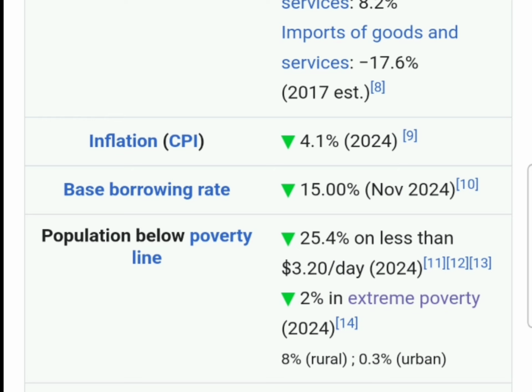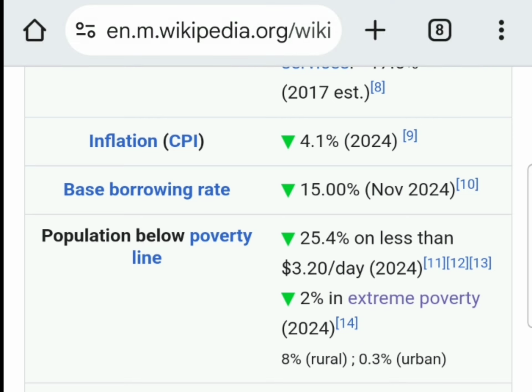25.4% of Pakistanis are earning less than $3.2 a day. In Pakistani rupees, their income is less than 27,000 per month. All those persons in Pakistan whose income is less than 27,000 rupees per month are living below the poverty line. 2% are in extreme poverty; 8% of our rural population is in extreme poverty, while in urban areas only 0.3% are in extreme poverty.